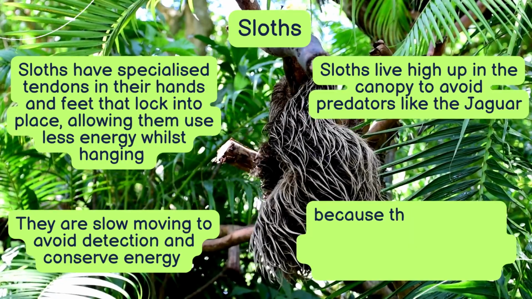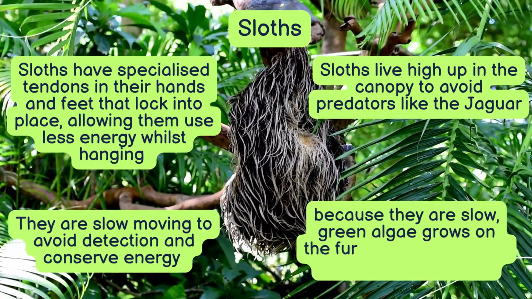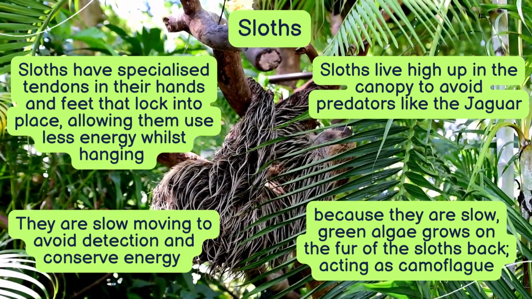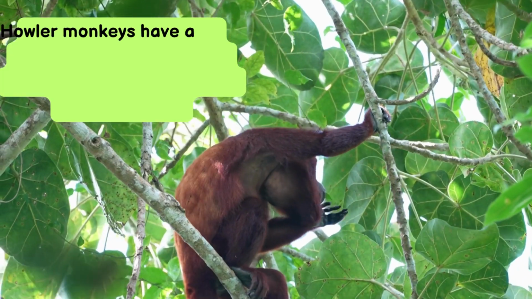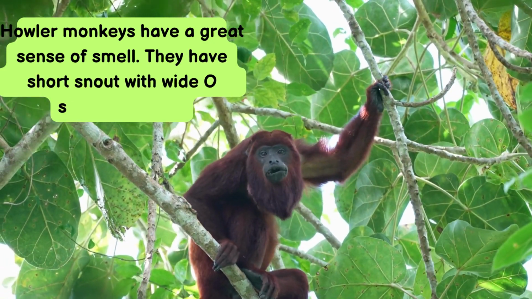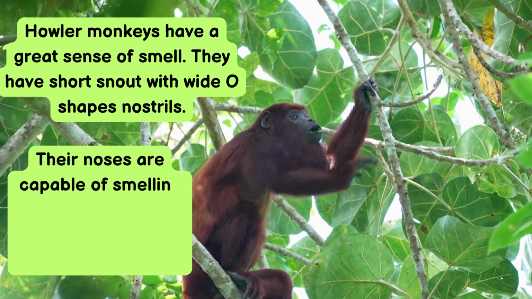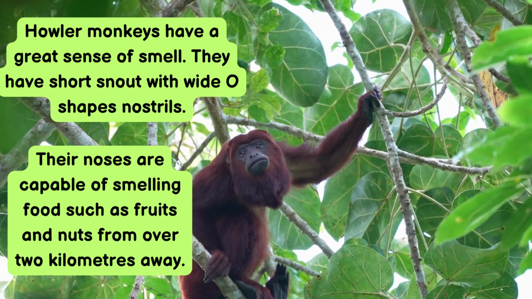Now, because they are slow, green algae can grow on the fur on the sloth's back. This can also act as camouflage to make them undetectable by predators. Another specially adapted animal is the howler monkey. Now, howler monkeys have a great sense of smell. They have short snouts with wide O-shaped nostrils. Their noses are capable of smelling food such as fruits and nuts from over 2 kilometers away.